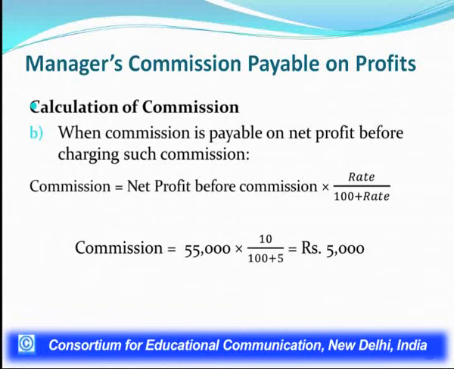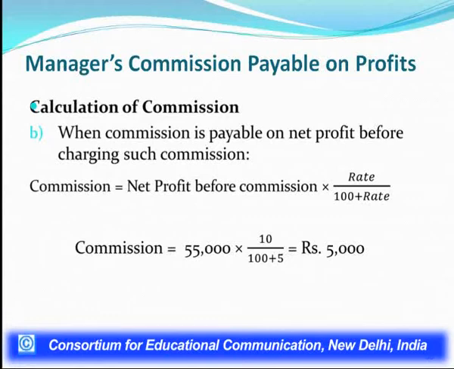So, the commission will be 55,000 into 10 over 100 plus 10. It will be 100 plus 10, typing error is there again. So, we will find out the 5,000, the net commission payable. We will show this commission payable to manager on the debit side of profit and loss account, 5,000, and in the second case the net profit after commission will be 50,000.